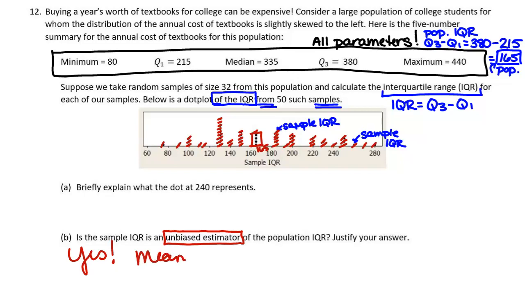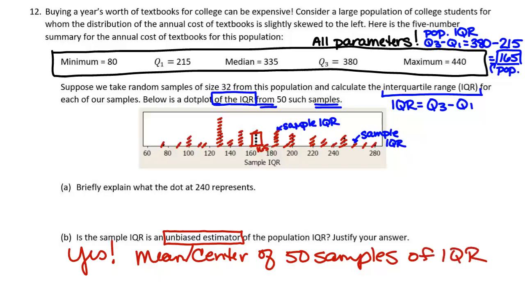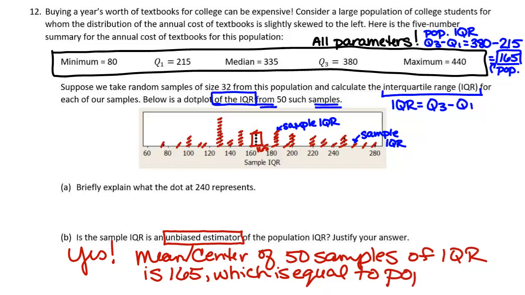The mean, the center, of the 50 samples of IQR is 165, which is equal to the population IQR.